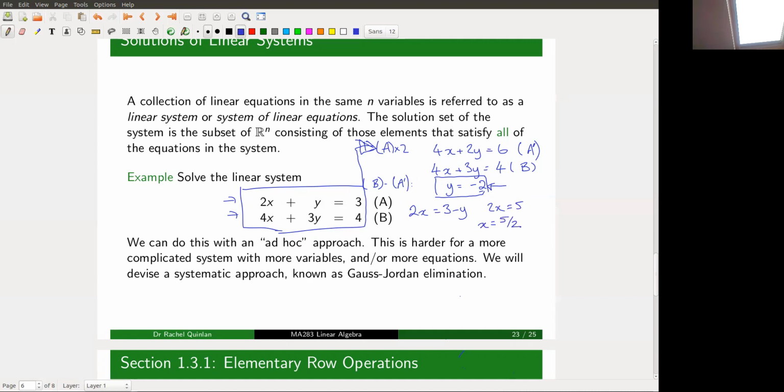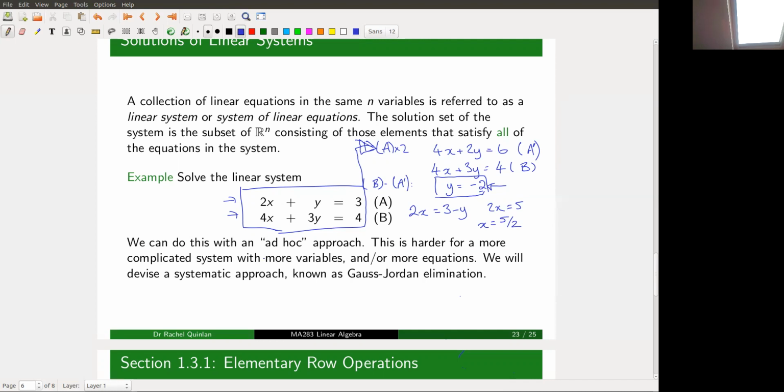So hopefully those values of x and y satisfy both equations. If y is minus 2 and x is 5 over 2, then 2x plus y is 5 minus 2, so it's 3. And 4x plus 3y is 10 minus 6, so it is indeed equal to 4. So we can be confident that that is a solution of that system. And indeed, it is a unique solution because we didn't do anything that could have eliminated any other solutions.